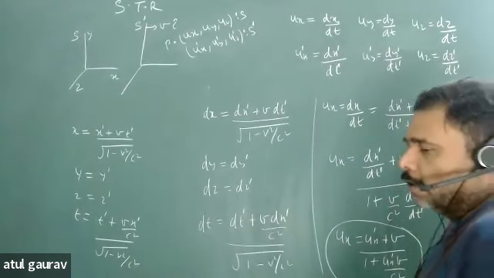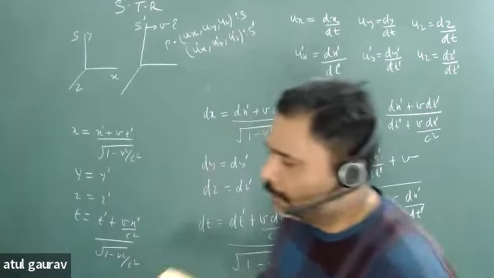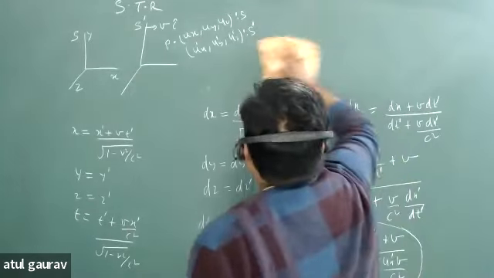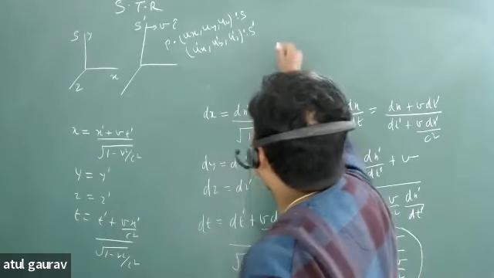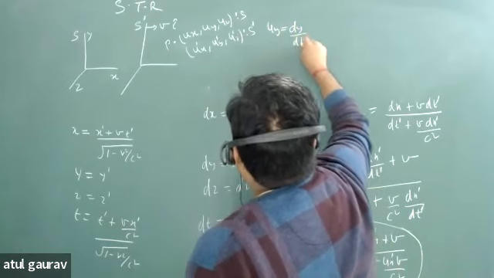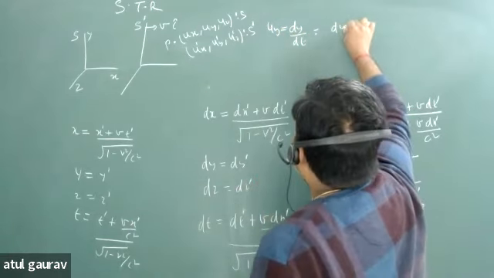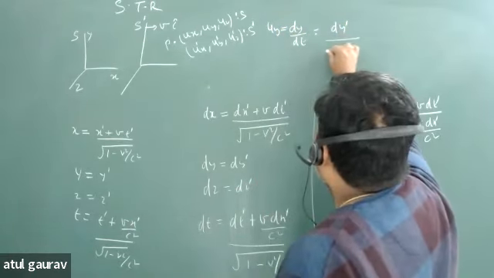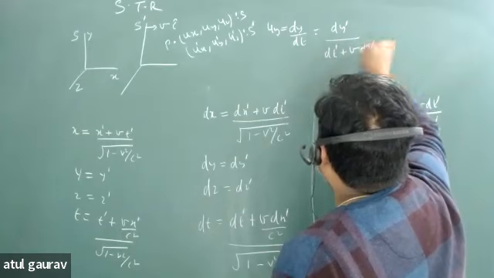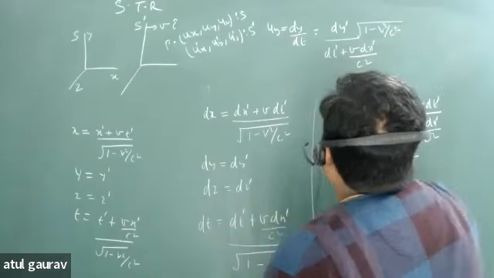Okay. Now we have to talk about what will happen to uy. So let us, I am just using this space. What is your uy? uy is equal to dy upon dt, and we have actually dy dash upon dt dash plus v dx dash upon c square, times root under 1 minus v square upon c square.